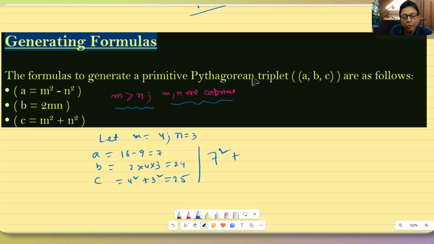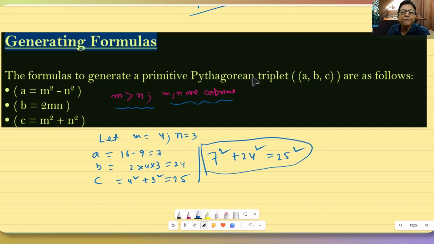Obviously, they obey the relation that 7 square plus 24 square equals 25 square. These formulas are given by the generating function. The generators for PPT were given by Euclid. It was not given by Pythagoras. Euclid did research work and he claimed that these are the primitive Pythagorean triplets.